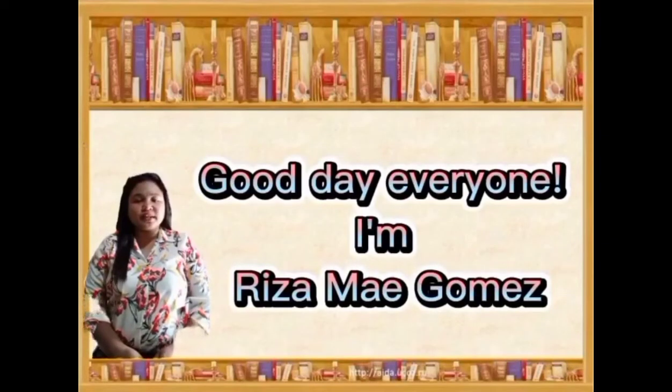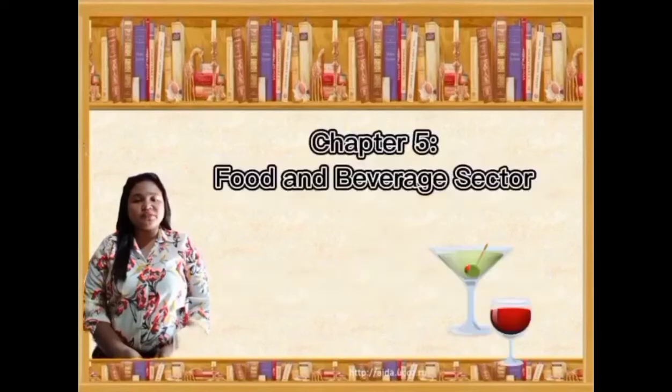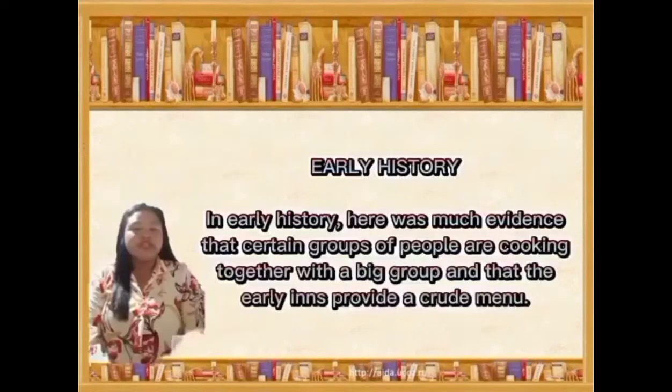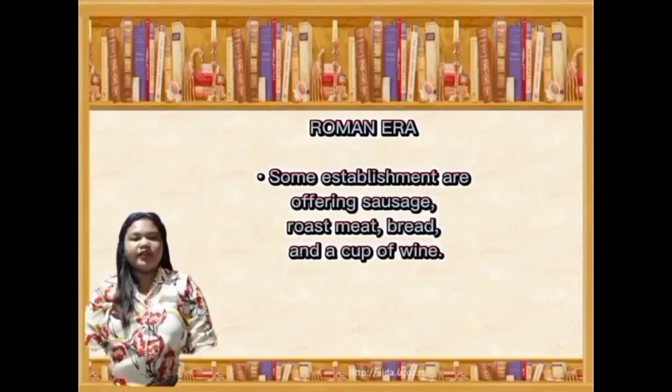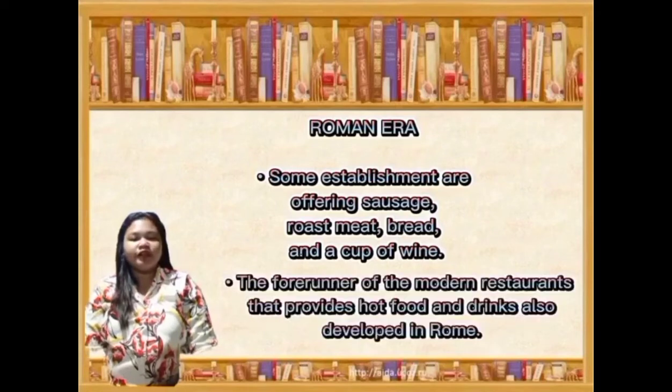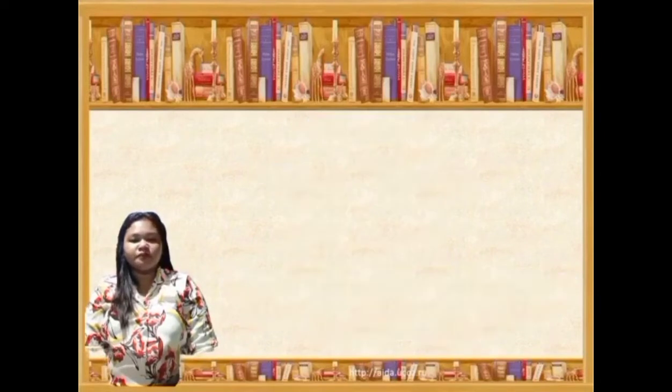Today, we're going to discuss Chapter 5, which is Food and Beverage Sector. Early history. In early history, there was much evidence that certain groups of people were cooking together in a big group and that the early inns provided a crude menu. In the Roman era, some establishments were offering sausage, roast meat, bread, and a cup of wine. The forerunner of the modern restaurant that provides hot foods and drinks also developed in Rome.